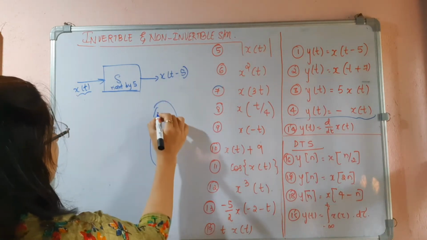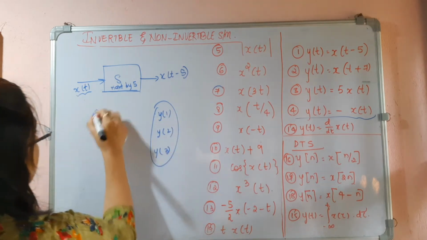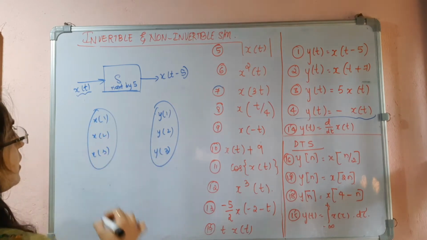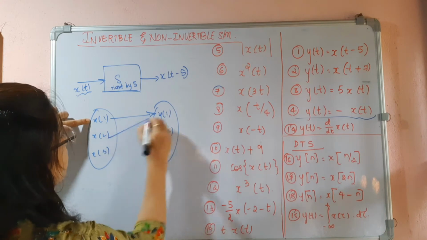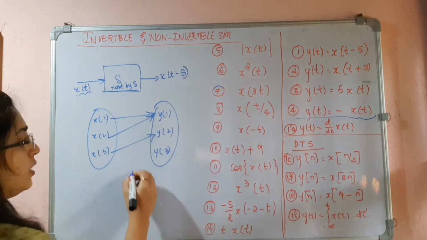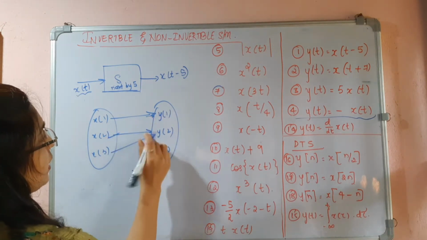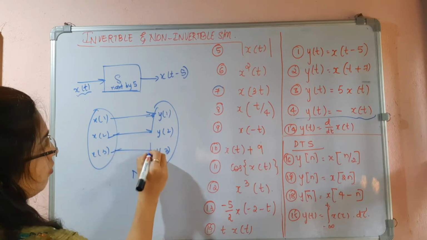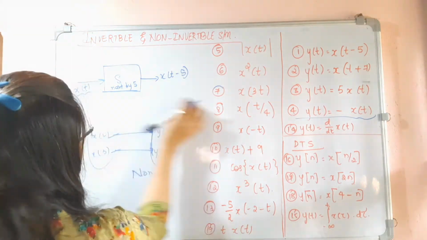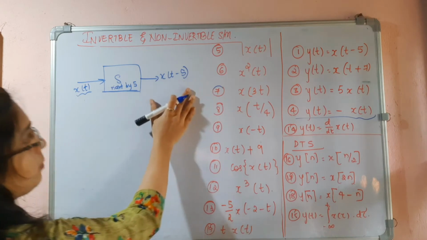Suppose this one, y of 1, let me consider this is y of 2 and this is y of 3. From x of 1, x of 2, x of 3, if this is producing this, and this is producing this, and this is producing this, there is no 1-to-1 mapping. So this becomes non-invertible. But if it was a 1-to-1 mapping like this, that is invertible. So there should be a 1-to-1 mapping. So here y of t is equal to x of t minus 5.